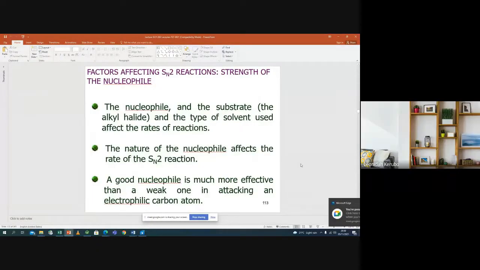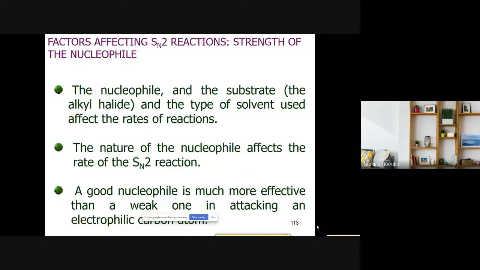How are you today? Today we are going to discuss factors affecting SN2 reactions, and we'll begin with the strength of the nucleophile. What is a nucleophile? It is an electron-rich species that donates electrons to the electrophilic carbon to form a covalent bond as the halide is displaced. So the nucleophile, the substrate, that is the alkyl halide, the nature of the substrate, and the type of solvent used affect the rate of reactions.